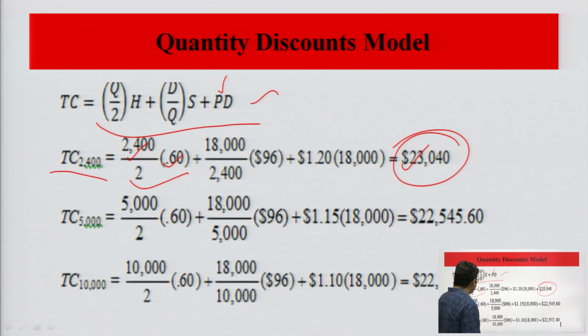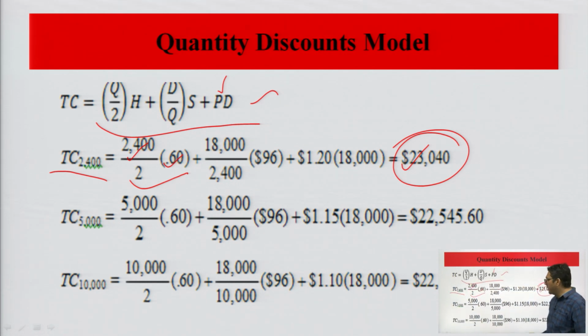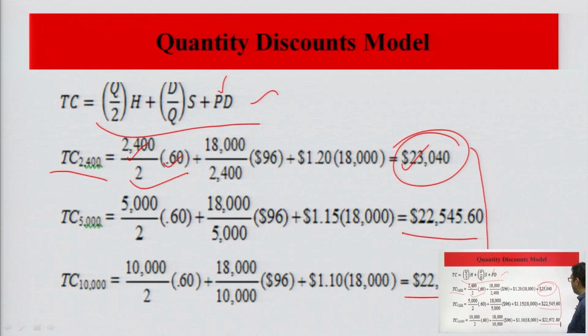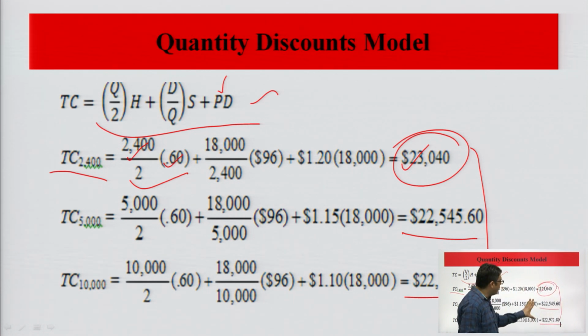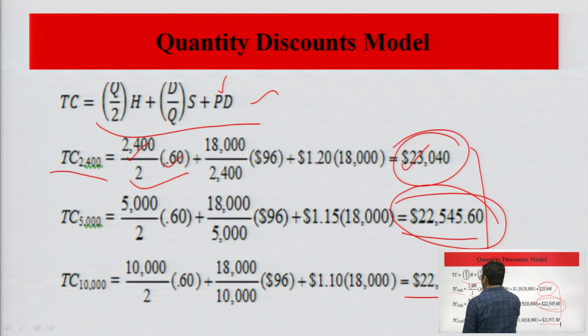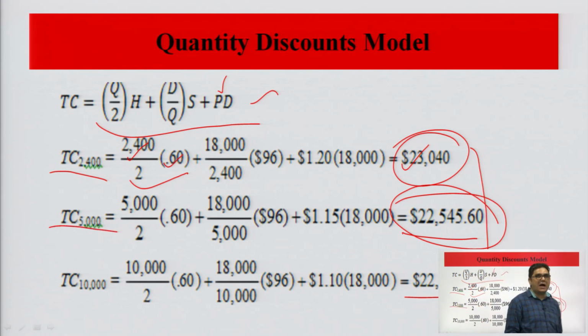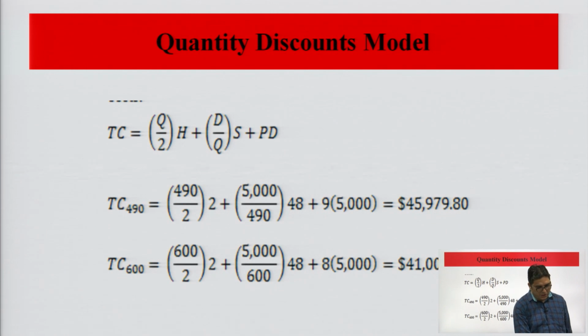Next, using a similar formula for the next option, we got 22,545, and for the third, 22,972. So this is how we can calculate total cost by using this formula. Out of these three alternatives, the ideal one for us is where the total cost is minimum. The minimum total cost is in alternative B, where the goods are 5,000. So this could be the ideal approach that an organization can adopt.